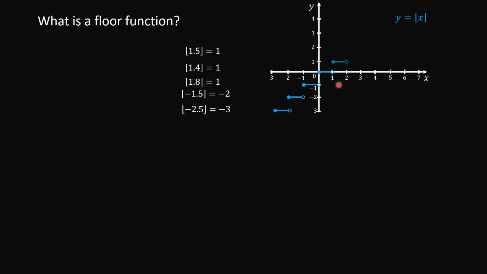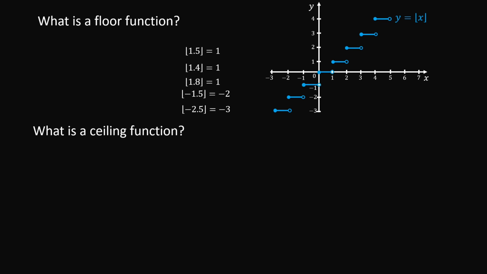And between 0 and 1, the floor is 0. Between 1 and 2, the floor is 1. Between 2 and 3, the floor is 2. Between 3 and 4, the floor is the integer lower than that, which is 3. And then between 4 and 5, the lesser integer there is going to be 4.